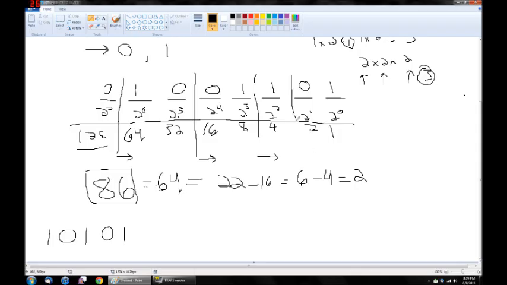So we can draw our line right here, and we know we're using 2. So minus 2 equals 0, just for thoroughness. So we use 2, so we have to put a 1 here, but we're not using 1, 2 to the 0, that is. So this 1 right here, we're not using it, so we put a 0.